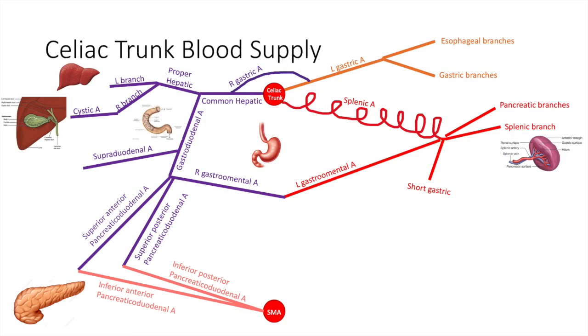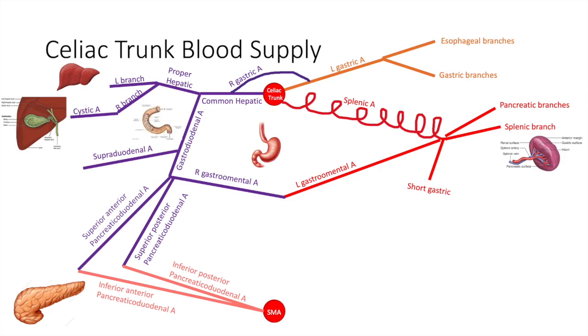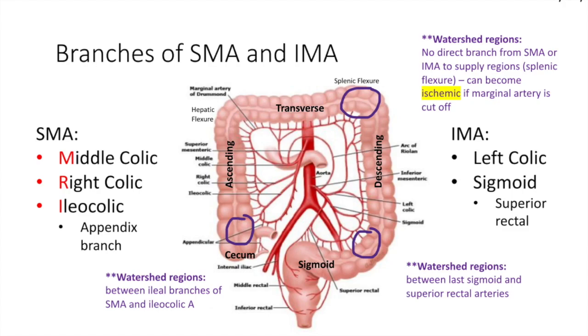Here is the complete example of the celiac trunk, and I went ahead and included pictures to remind you of what organs they go to. So besides the two arteries that came off of SMA, and I'll go back just to remind you, it was the inferior posterior and inferior anterior pancreaticoduodenal arteries. Besides those two, there's going to be some more things coming off of SMA, but also some things coming off of IMA.